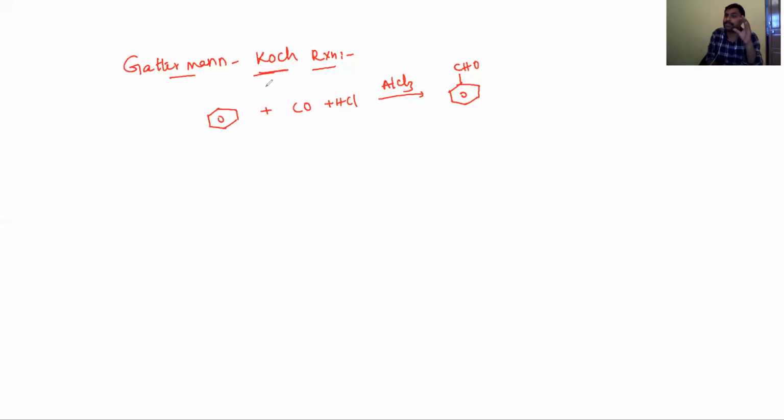So we have to remember the names, the conditions, what reagents are used and what the product is. Then only can we solve organic chemistry questions in objective exams, either NEET or JEE. Okay, students. Next, the Clemmensen reduction and Wolff-Kishner reduction reactions.